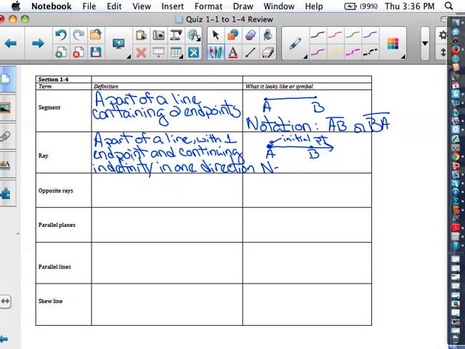The notation is AB, and this time that's the only way we can write it. We can't write BA with the initial point over B because that's not a true statement. Okay, the next one, opposite rays. They are two collinear rays with the same initial point or the same end point.